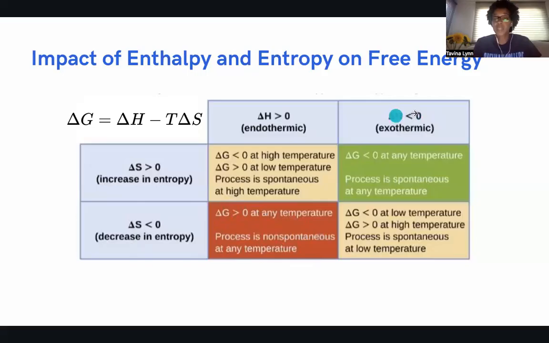So we do the same thing looking at an exothermic reaction, with a change in enthalpy that is less than 0, and we see that delta G is less than 0 at any temperature when delta S is greater than 0. So the process is spontaneous at all temperatures. But when delta S is less than 0 and delta H is less than 0 also, delta G will only be negative at low temperature and positive at high temperature. So the process is spontaneous only at low temperature under these conditions.